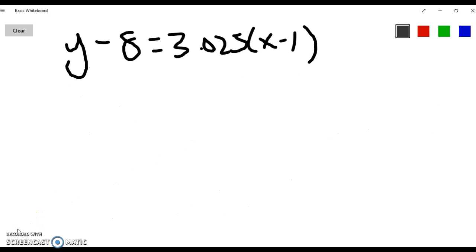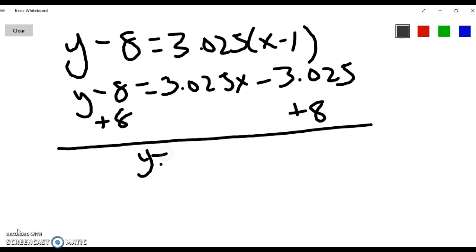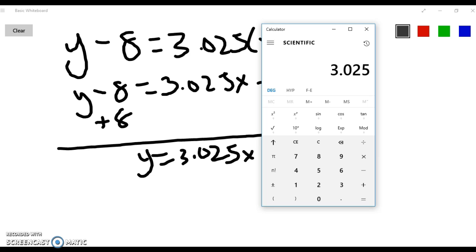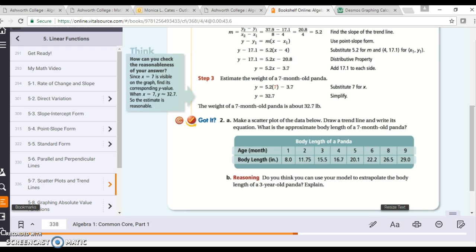Okay, so I'm just going to solve the equation now. So I'm going to do y minus 8 equals 3.025x minus 3.025. I'm going to add 8 to both sides. And I get y equals 3.025x. And what is that? 8 minus 3.025, which is 4.975. Okay, so there's my equation. There's my, what else are they asking for?